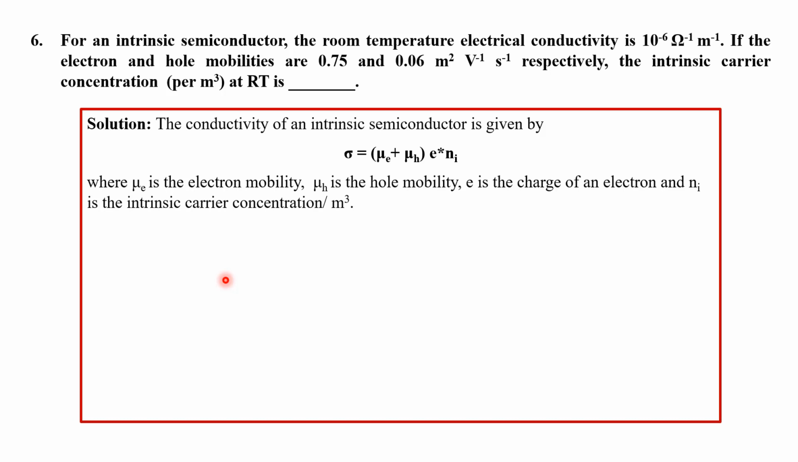So in this equation, you have to substitute. Electron and hole mobility are given to you. e value is a constant. Sigma is also given to you. You have to find the value of ni. That is what you have to find. So please substitute and let me know. Sigma and the other values are given. We have to find the value of ni.